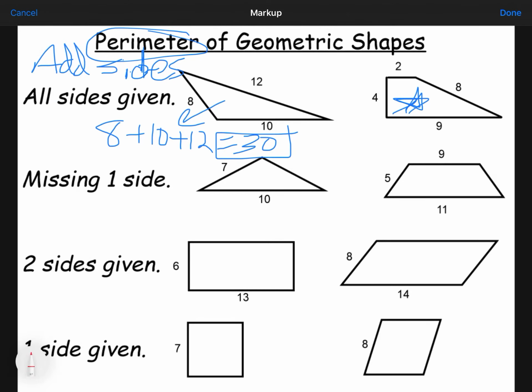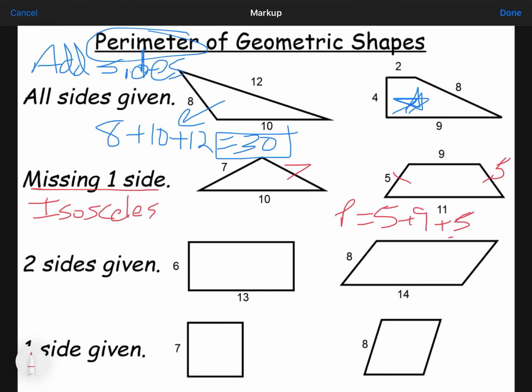If you're missing a side, it usually means it's because the shape is isosceles. So if the shape is an isosceles triangle, you'll need to know that side's equal to that side. They're both 7. If this is an isosceles trapezoid, you'll need to know that side's equal to that side, and it's 5. And again, just add up all the sides. First side plus second side plus third side. That number 5 wasn't there to begin with, but it's clearly there now. When you add up all the sides, you get a perimeter of 30 again, coincidentally.